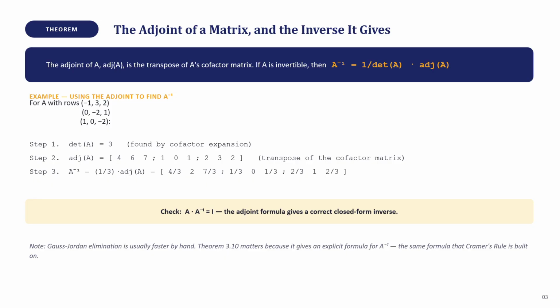Try to check that A multiplied by A to the power of negative 1 is equal to the identity. So the adjoint formula gives a closed-form inverse. Always remember that Gaussian elimination is usually faster by hand. Theorem 3.10 is important not just because it gives an explicit formula for the inverse of A, but also because it is the same formula that Cramer's rule is built on.